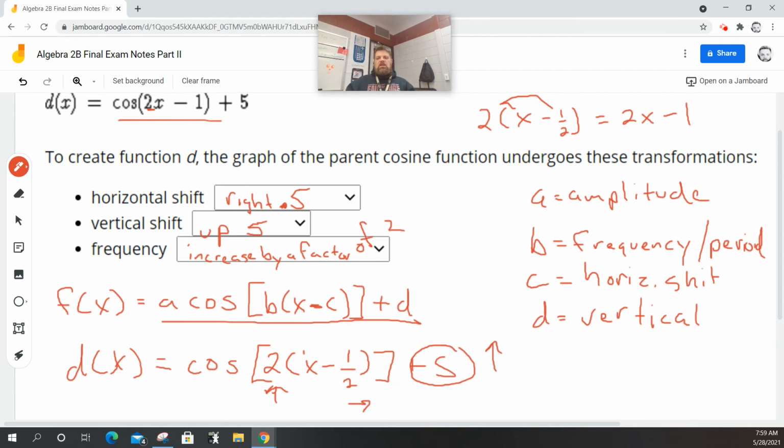So most of the time we focus on the period, how long it takes to complete one full cycle, but that's okay. Those are the answers.